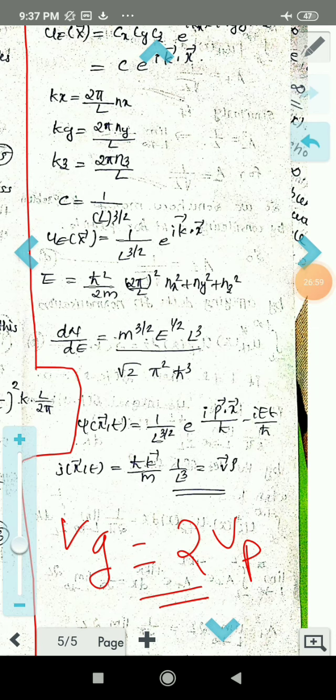A free particle cannot be represented by a single plane wave. It has to be represented by a wave packet. Then only our problems related to energy and momentum will be soluble. So the physical solution of the Schrodinger equation gives us wave packets, not the stationary solutions of the Schrodinger equation, and the group velocity is equal to 2 into Vp.